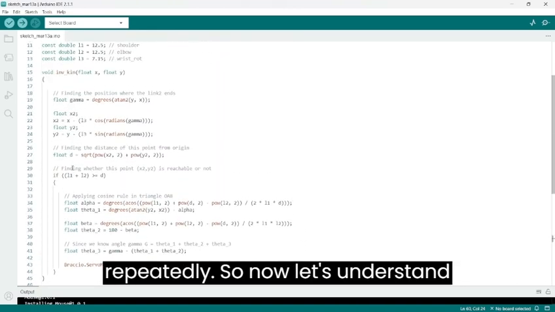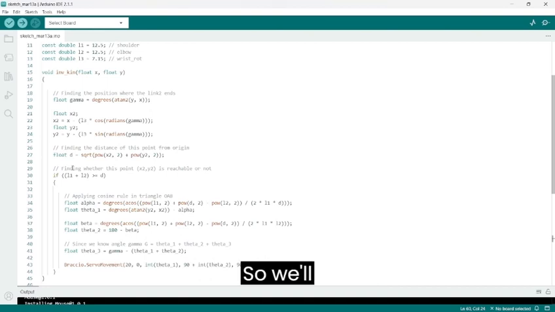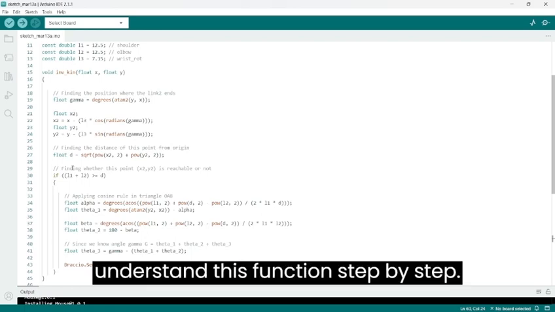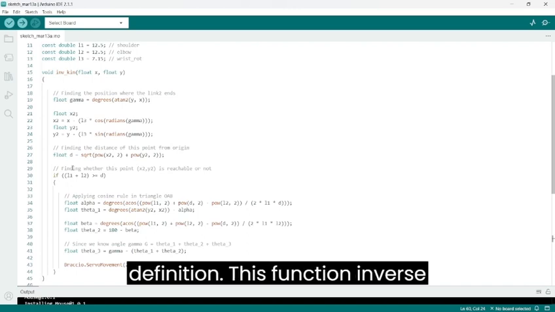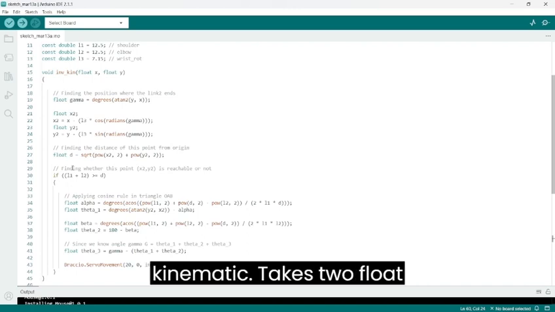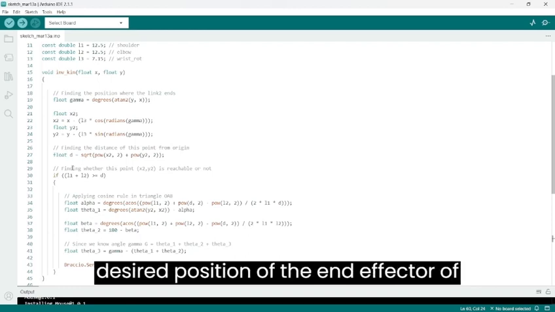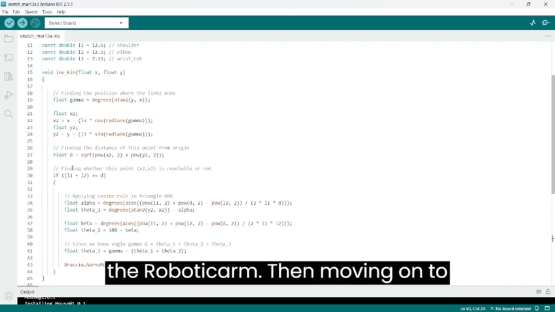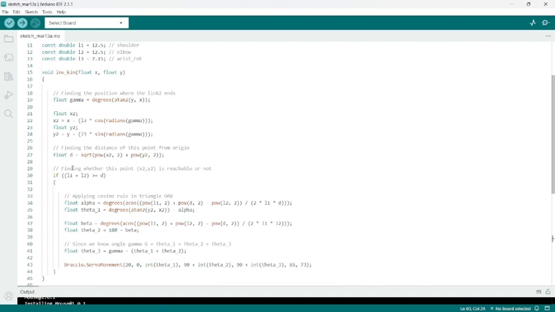So now let's understand the void inverse kinematic function. So we'll understand this function step by step. So the first thing is function definition. This function, inverse kinematic, takes two float parameters, x and y, which represent the desired position of the end effector of the robotic arm.